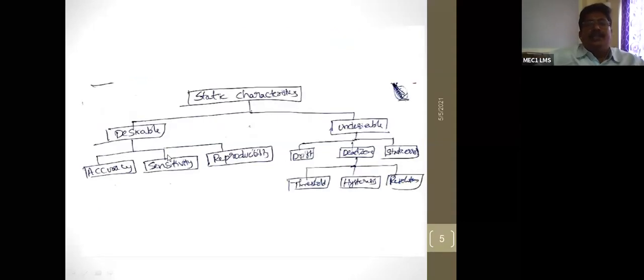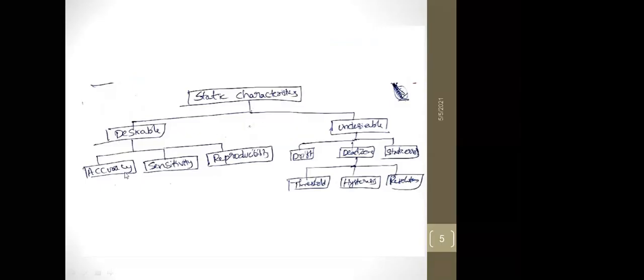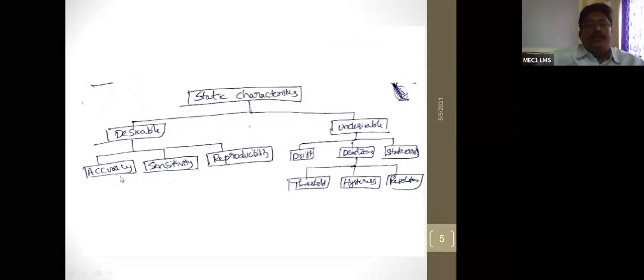So these are the static characteristics, the classification of static characteristics: desirable and undesirable. In the desirable, we have accuracy, sensitivity, reproducibility. In undesirable, drift, dead zone, static error. And in the dead zone, threshold, hysteresis, resolution. Now I will explain you one by one.